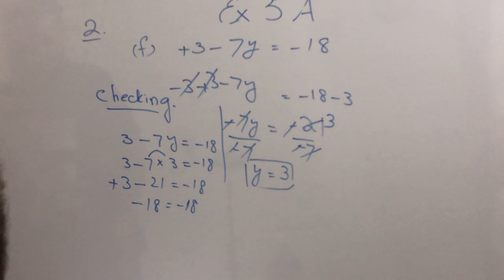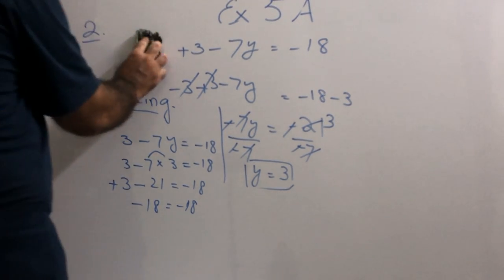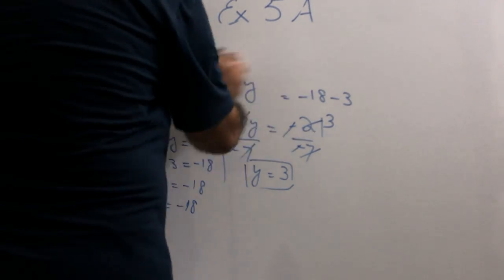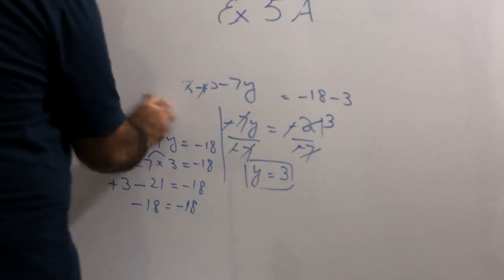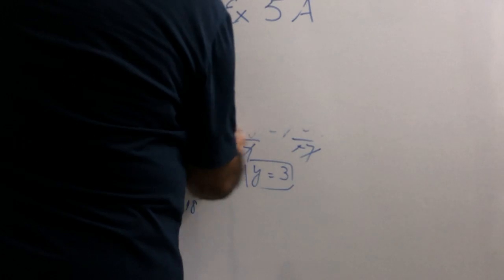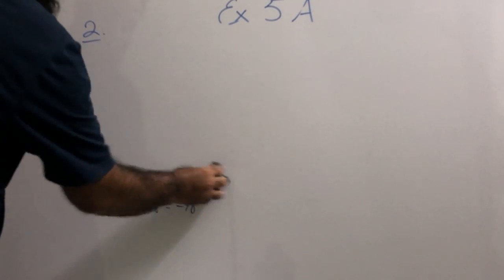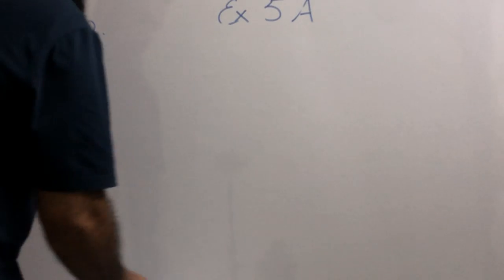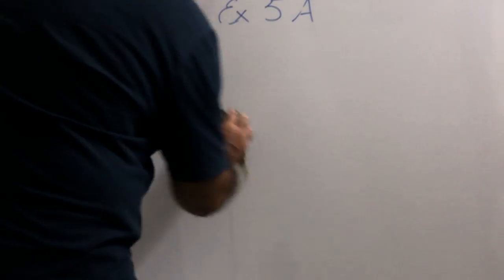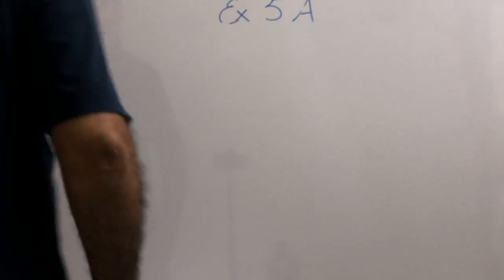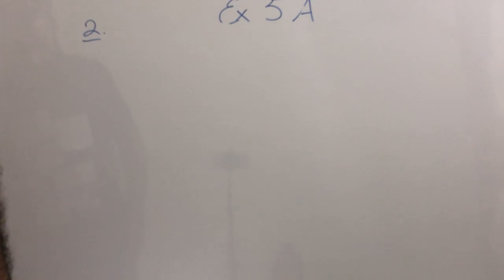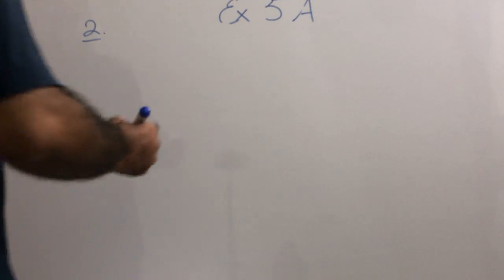So for all the equations in this exercise, you can do the checking on your own. Whatever value you find, you can put the same value in the equation and see if both the sides are equal. It means that your answer was correct. Now we will be doing part G.